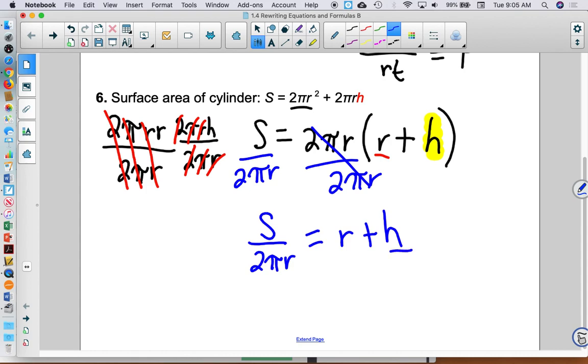H is what I want left behind. How do I undo addition? Subtraction. Or I create that 0 pair, so I'm going to subtract r from both sides. So I have S divided by 2 pi r minus r equals h. Good, Darton? Landon, do you see where all that's going and how it's working?